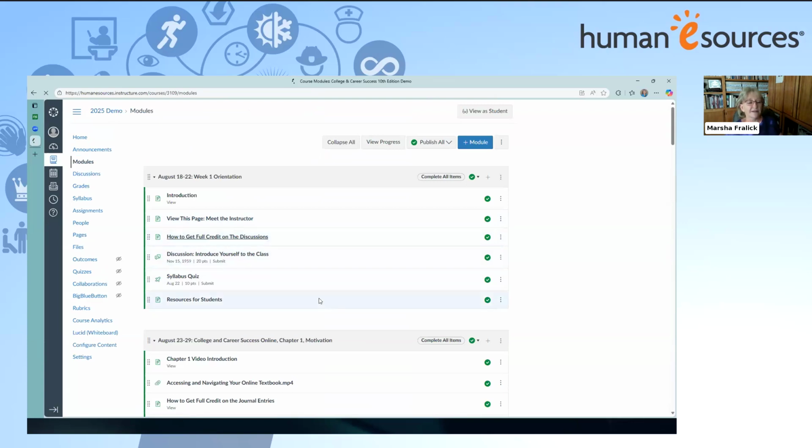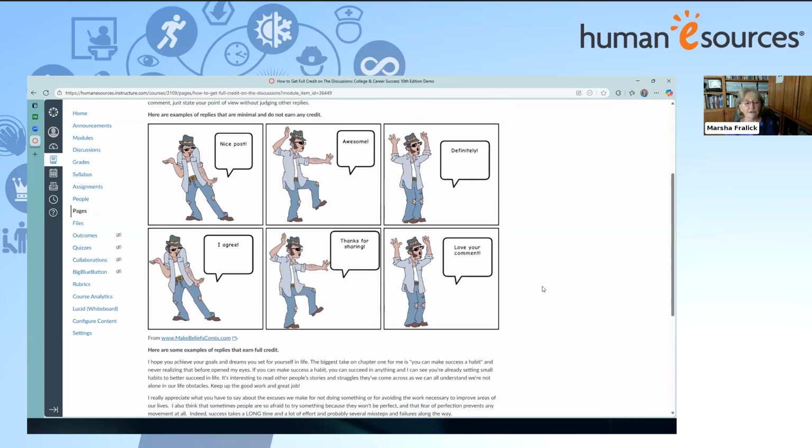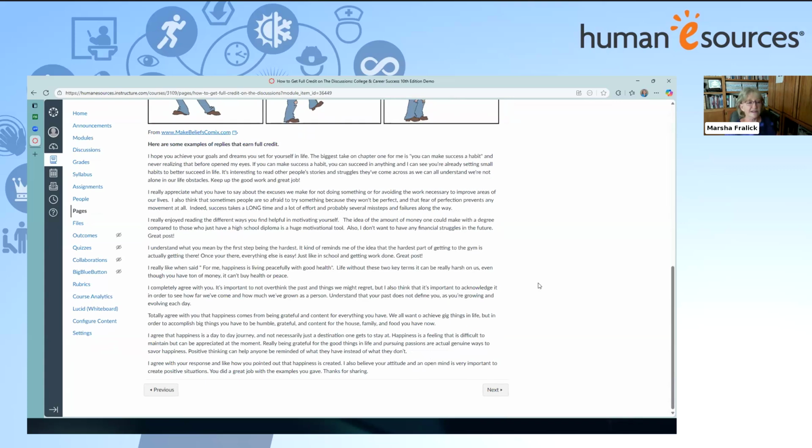How to get full credit on the discussions. We start discussions in the first week, so I use a cartoon, and this is a Powtoon, where you can go in and create a character and put in whatever you want. So here are examples of minimal responses that don't earn any credit. If you just say, oh, nice post, or awesome, definitely, I agree, then that really doesn't earn credit. And here are some examples of replies that earn full credit.